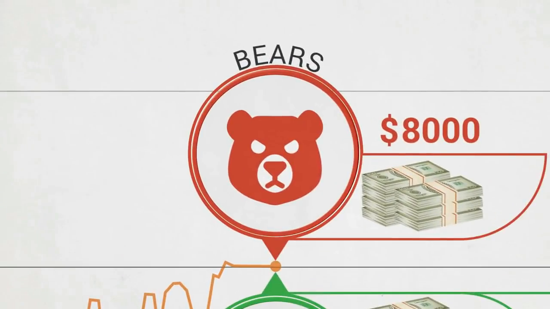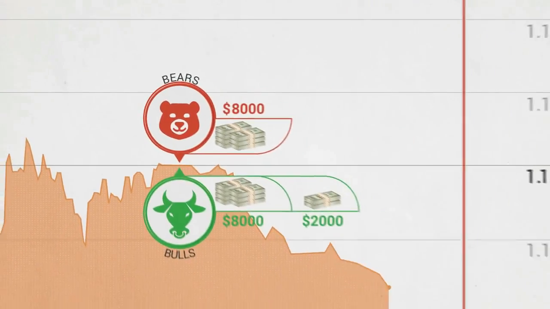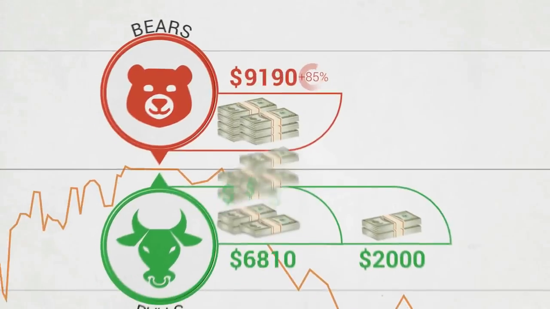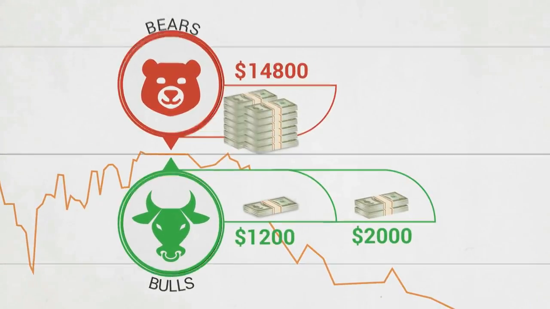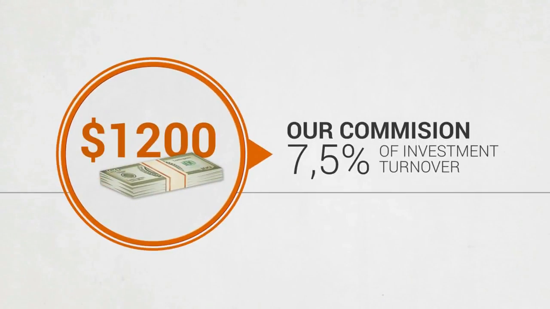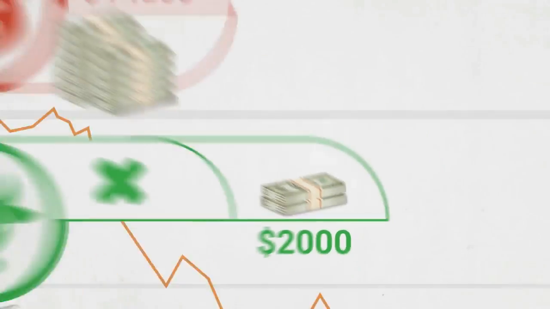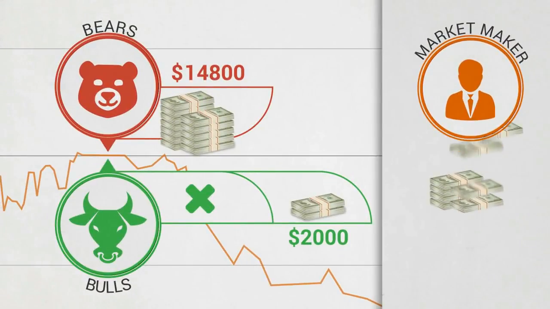If the Bears' prediction turns out to be correct and the asset's price goes down, the Bears will get a return of 85% on their investment, an amount which is covered by the Bulls' investments. 7.5% of the return will go to IQ Option as a commission. The discrepancy or tilt of $2,000 will go to the market maker who takes all the risks.